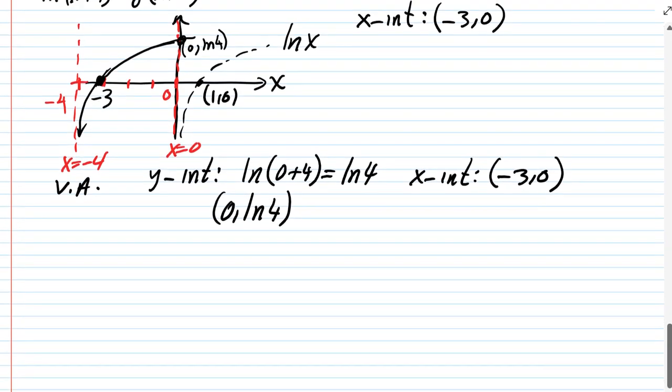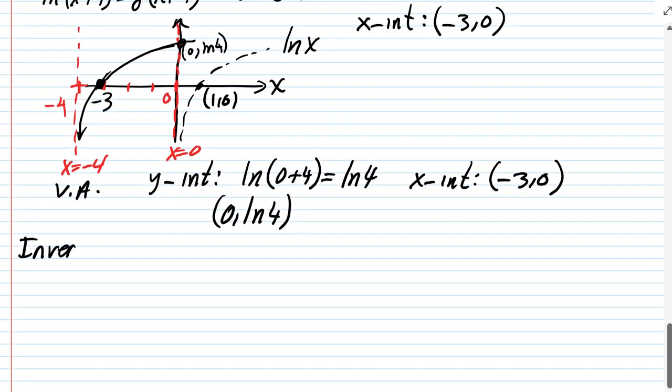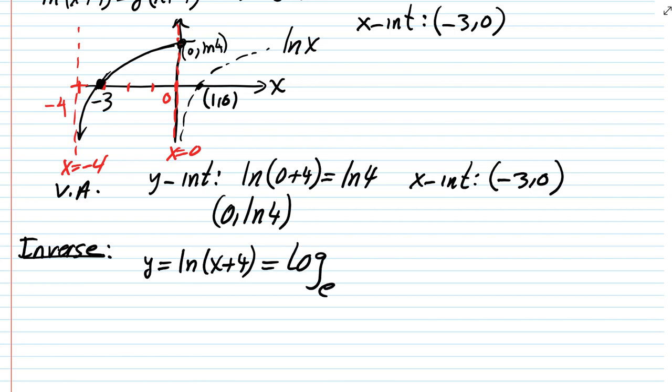Now, let's do the inverse. For the inverse, we're going to switch the x and the y, right? Or actually do this. Remember, y is ln of x plus 4. So I can write it as log base e of x plus 4. That's what y is, correct? Rewrite in exponential form. So e to the y is x plus 4. And then at this point, what do we do? We switch x and y, right? Or swap.